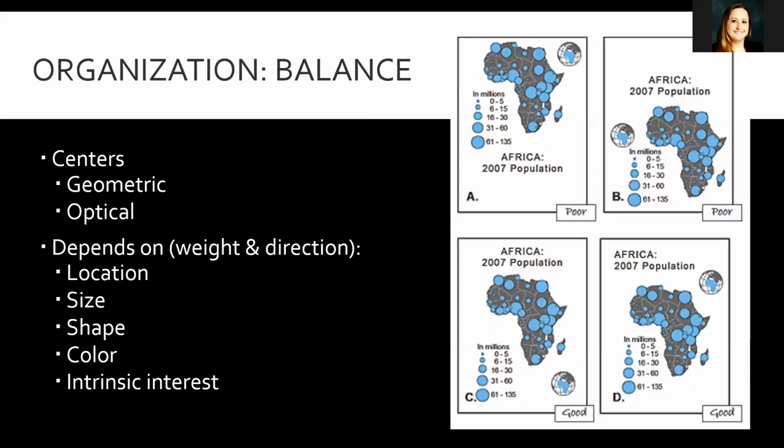I have broken down map organization into 2 categories: balance and hierarchy. Map balance involves how the objects in a map are arranged and its impact on the reader.